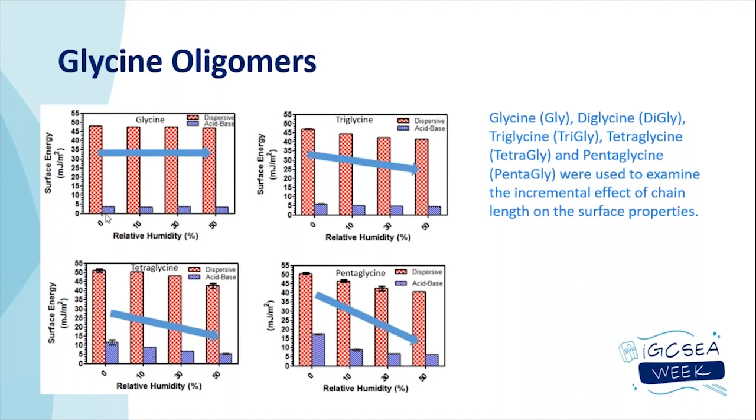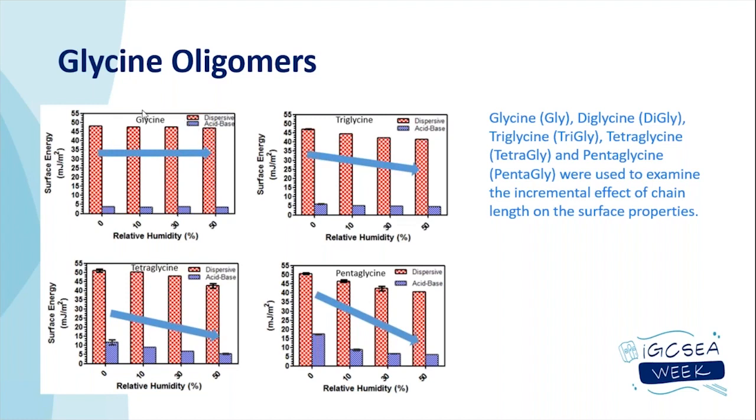And we can see that here. This was done at 0% relative humidity, and that's what we see here. We see the dispersive contribution in the red shaded box, the acid-base contribution in the blue shaded box. We did that again for the glycine oligomers, and then we did the same thing as a function of background relative humidity. So we wanted to see what the difference was between a dry sample and a partially hydrated sample, or different moisture contents, and how moisture or water would affect these materials.